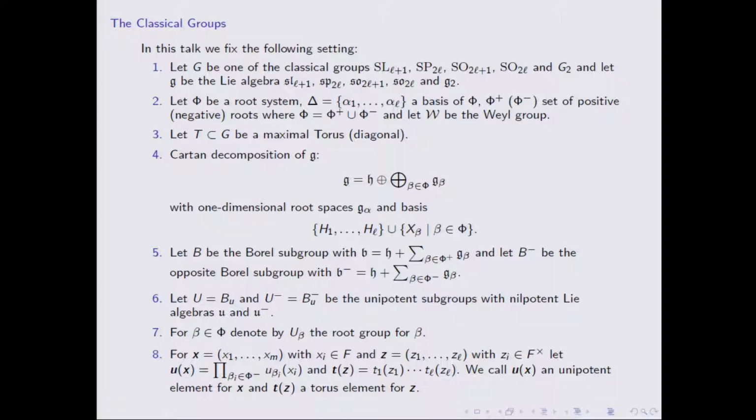And well, here by capital U_beta for a root beta, I mean the root group, and the root group is isomorphic to the additive group. And for an element xi of the field, I mean by little u_beta of xi the image in the root group, and by the bold symbol u_x, I mean the product of these images. And this product I will call a unipotent element for x. Similarly for the torus. Well, the torus has one-dimensional subgroups isomorphic to the multiplicative group, and for a multiplicative element z, I denote by t_i(z) the image of this element in this subgroup.